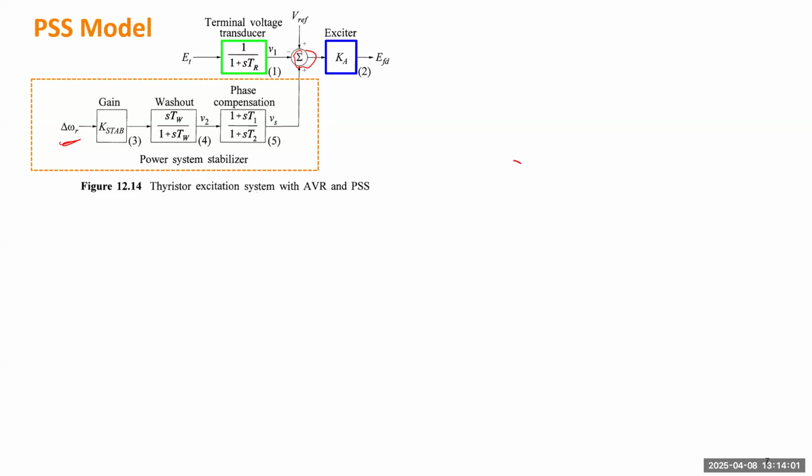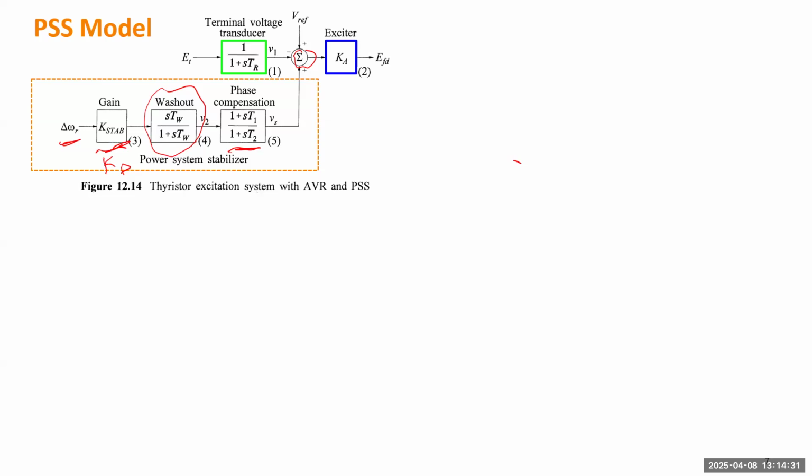Compared to the theoretical model from the previous slide, so we know this is the gain. This is how much damping coefficient you want to add, basically just the additional KD you want to add to the system. This is the phase lead compensation. And this one is called the washout component. The washout component is a high pass filter.